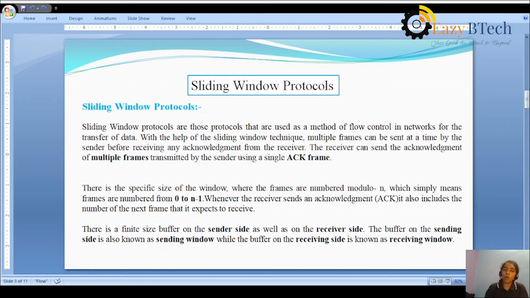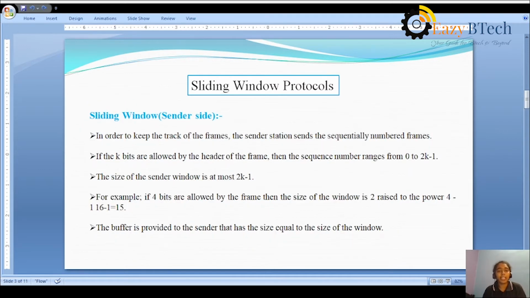What are the steps in a sliding window on the sender side? Point by point, these are the steps the sender follows using the sliding window. To keep track of frames, the sender station sends frames with sequential numbers. That means in a sequential manner, in one particular order, the frames will be sent from source to destination.